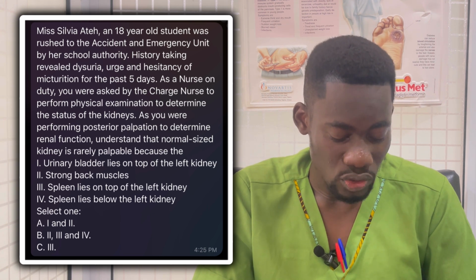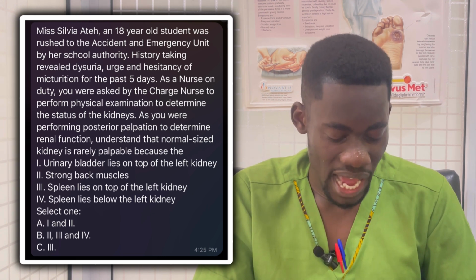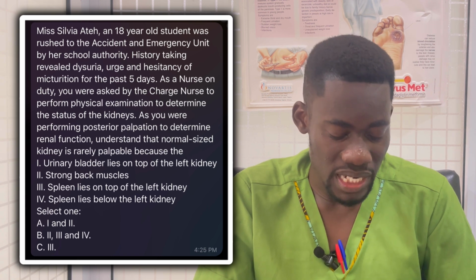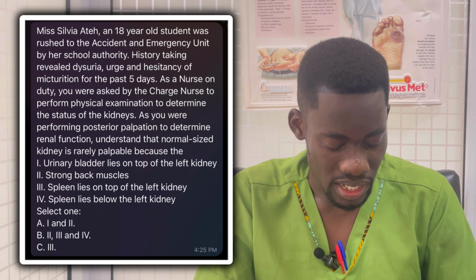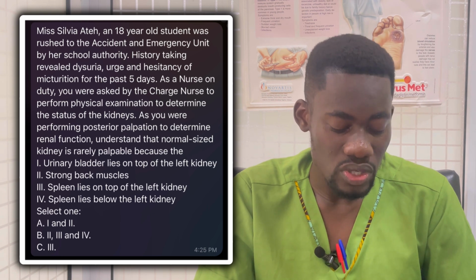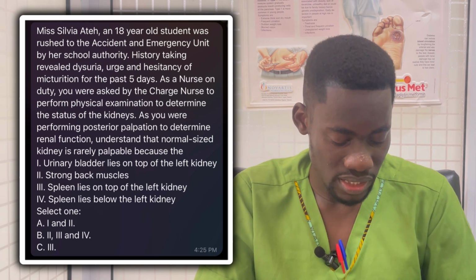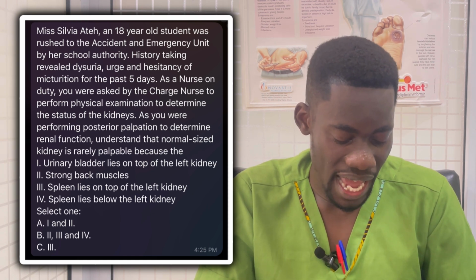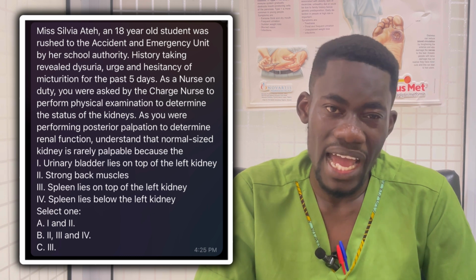I, the urinary bladder lies on top of the left kidney. II, strong back muscles. III, the spleen lies on top of the left kidney. IV, the spleen lies below the left kidney. The options: we have A, I and II. We have B, II and IV, and we have C, III.